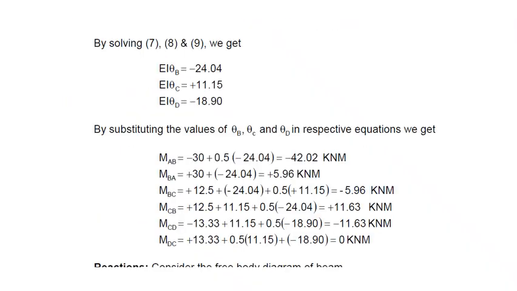So by solving equations 7, 8, 9, we will get EI theta B minus 24, EI theta C plus 11, EI theta D minus 18.9. Substitute the values of theta B, C, D in the respective equations and you get the final moments. MAB minus 42.02 kilonewton meter, MBA plus 5.96 kilonewton meter, MBC minus 5.96, so you can check that the summation of moments meeting at the joint is 0. That condition is satisfied. MCB and MCD also satisfy the condition. MDC we already know is 0, so that is also satisfied.